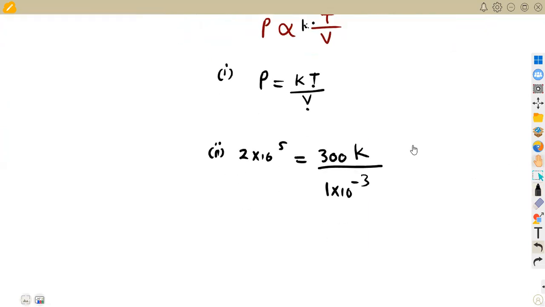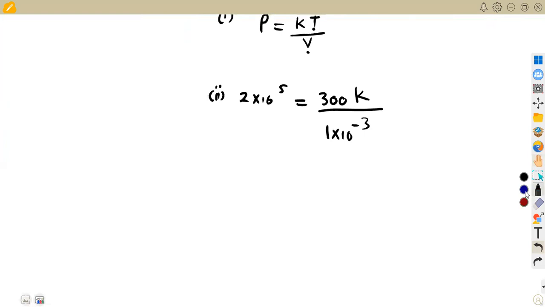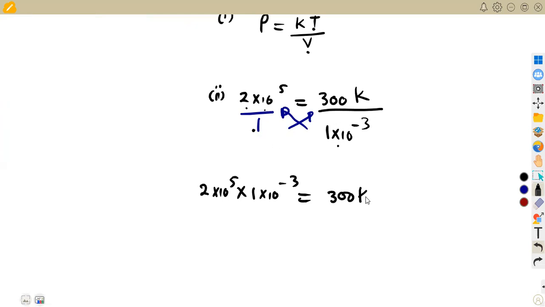So how can we calculate the value of K from this part here? We can simply cross multiply to remove the fraction in this case. That means we are going to have 2 times 10 to the exponent of 5 multiplying 1 times 10 to the exponent of -3, which is equal to 300K. 1 times 300K, which is going to give us 300K. So in order for us now to find the value of K, we can simplify first this side, working with your exponents. Remember, you can multiply the numbers together.